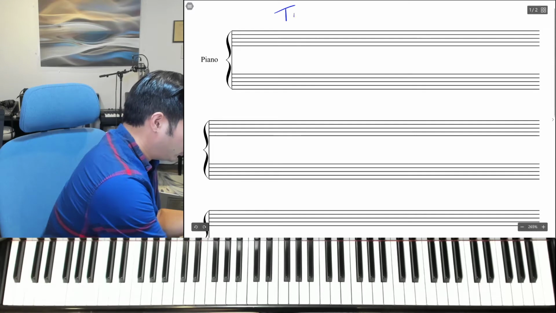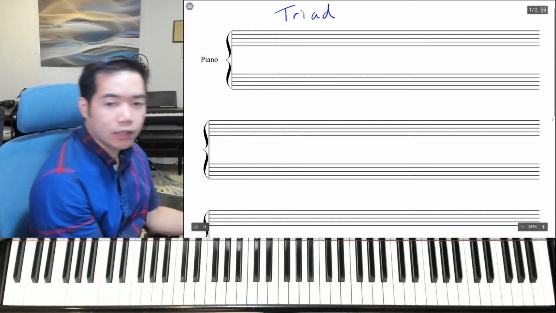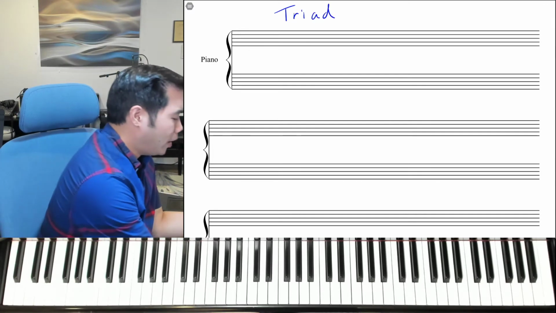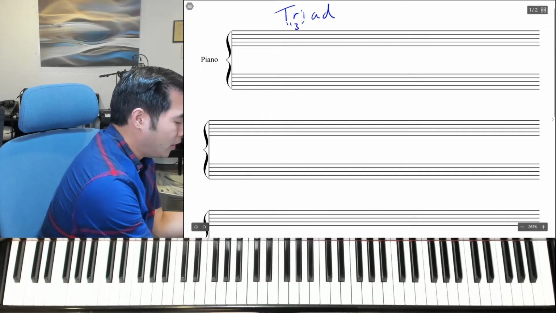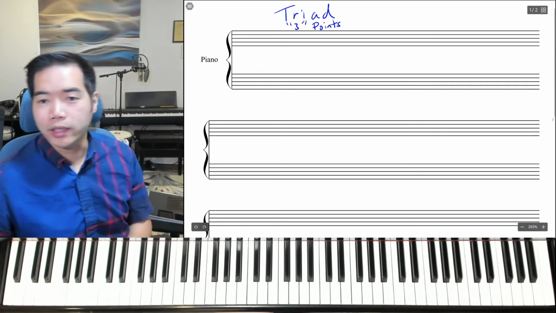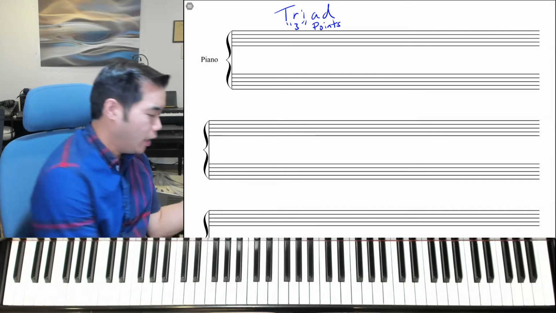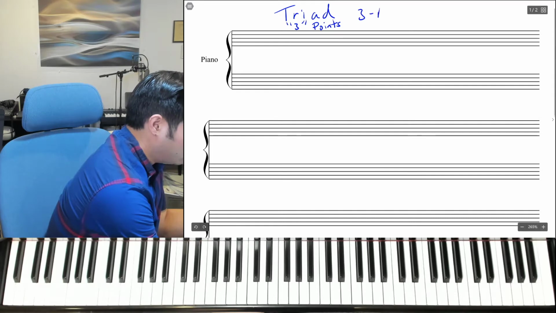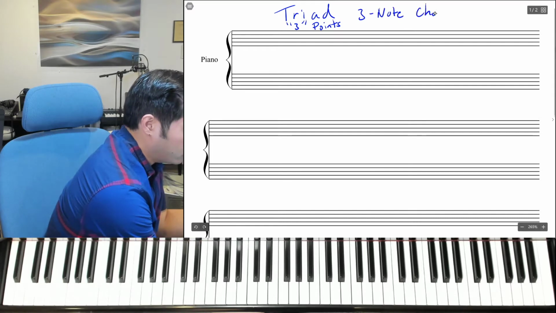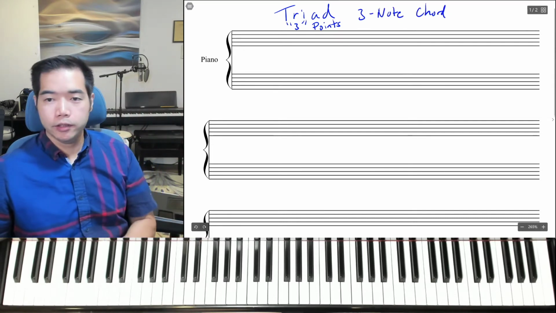Okay, well, the word is triad. If we look at the roots of the word, tri refers to the number 3, and ad refers to points, 3 points. Or in this case, 3 notes. So it's basically a 3-note chord. That's what a triad is.